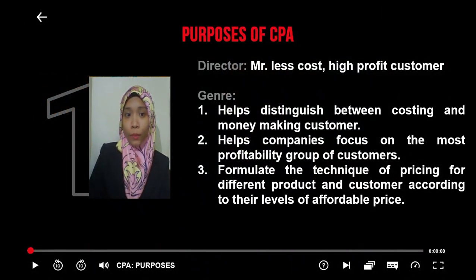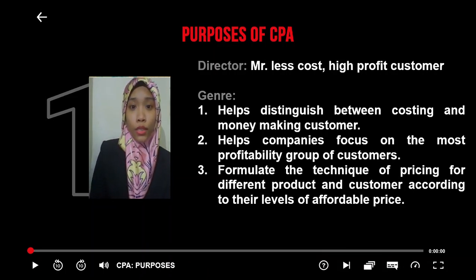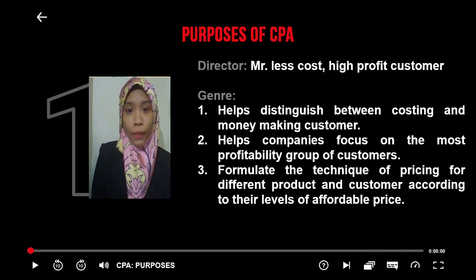Next, we're going to go into the process of CPA. First, it helps to distinguish which customers are costing you or making money for you, so that the company can monitor profitability performance and keep your initiatives and business goals aligned. Usually, the customers will be split into customer groups based on service level or in segments based on buying behaviors or preferences. Next, it helps the company to focus on the most profitable group of customers, which are entitled to be the loyal customers, by maximizing their wants and meeting their expectations.